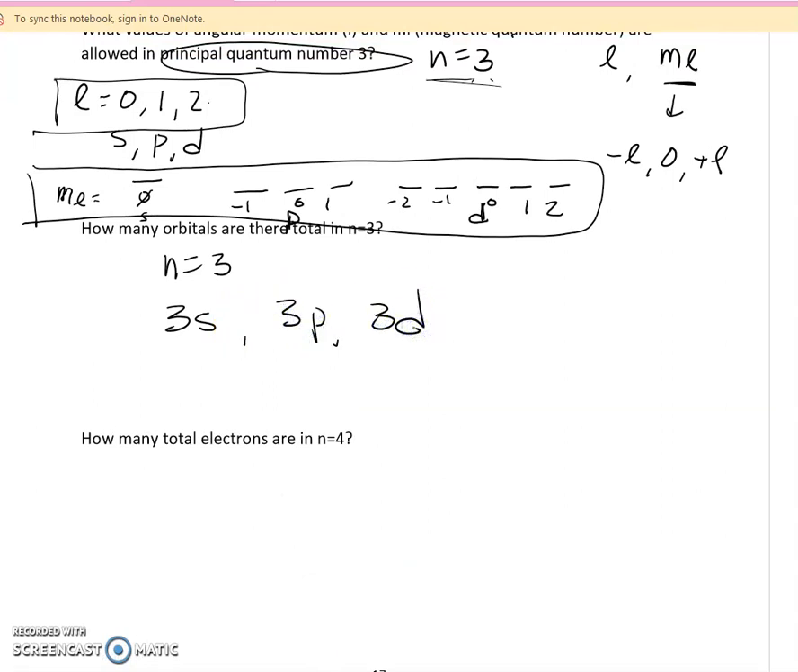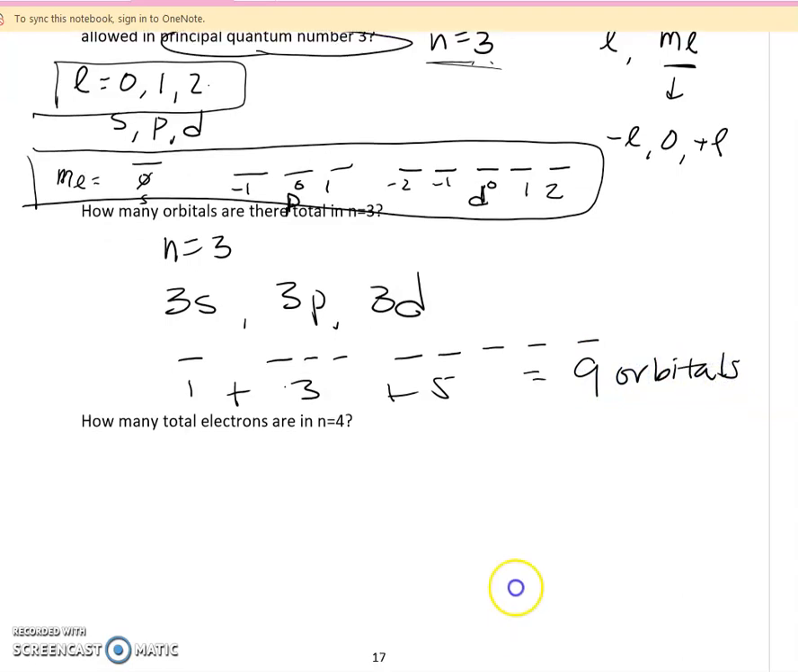How many orbitals do we have? Well, in S, recall there was just one orbital. P, we had 1, 2, 3 from the prior problem. And D, we had 1, 2, 3, 4, 5. So 1 plus 3 plus 5, we have a total of 9 orbitals.